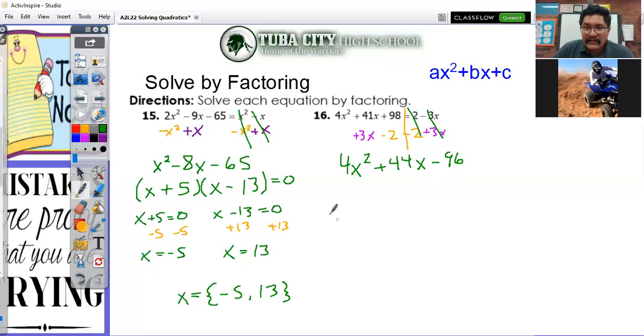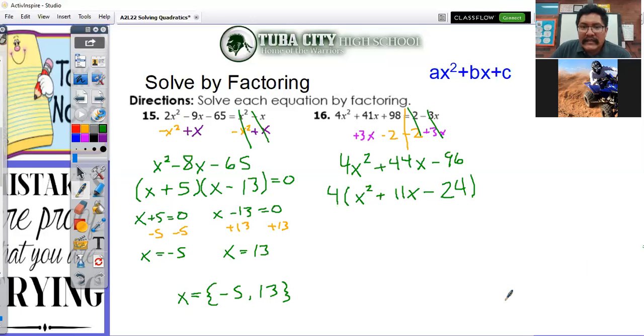All right, so let's take out a factor of 4. So 4 times 1. So we take out the 4, leave the 1. Now 4 times what gives me 44? 4 times 11, right? Take out the 4, leave the 11. 4 times what gives me 96? 24, right? 4 times 24, take out the 4, leave the 24. There we go. Now we factored it.